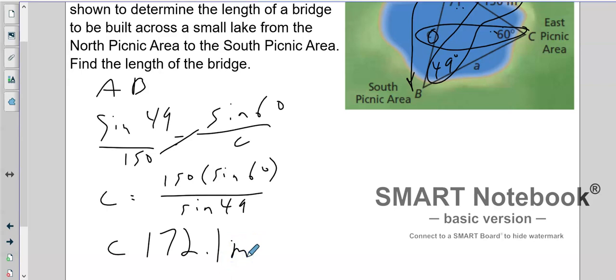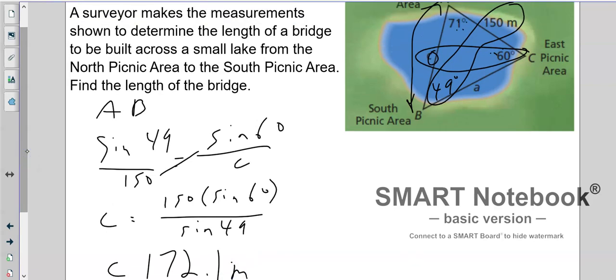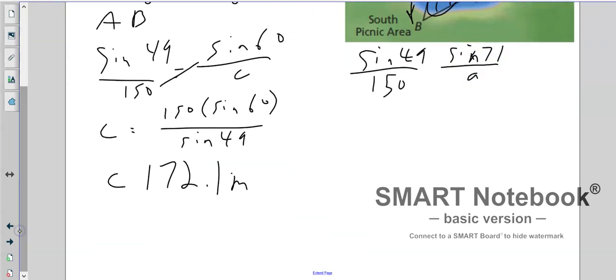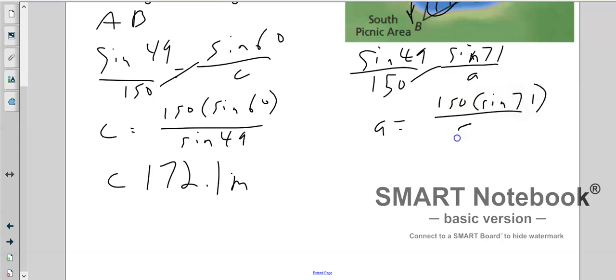Now, real quick bonus. If I wanted to find A, it's the same setup. I'm going to use the same one I started with over 150. I know the angle that goes with A is 71, so sine 71 over A. A is equal to 150 times sine of 71 divided by sine of 49. And just for the heck of it, bonus material, A ends up being 187.9. And that's it for day one.